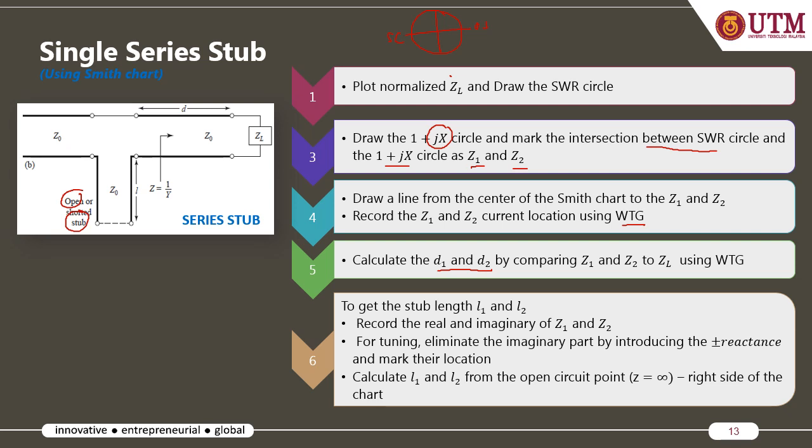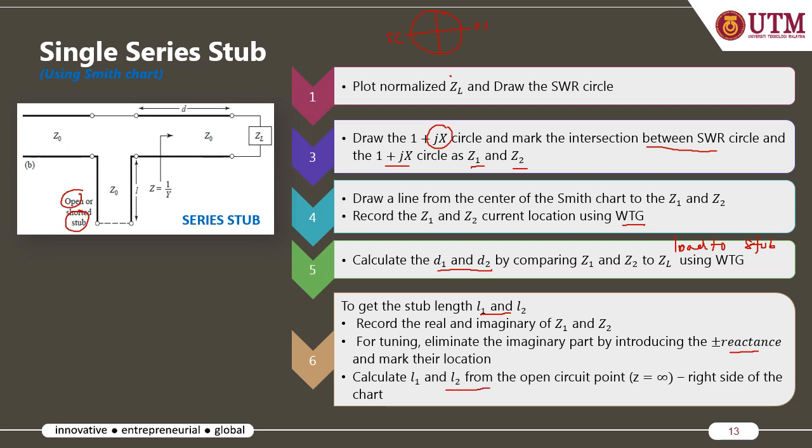Okay, so you need to compare the load to stub, load to stub location or position. And lastly, to get the stub length, as usual, you need to record the real and imaginary part of the Z1 and Z2. Then you introduce reactance, positive or negative J, to eliminate the imaginary parts.